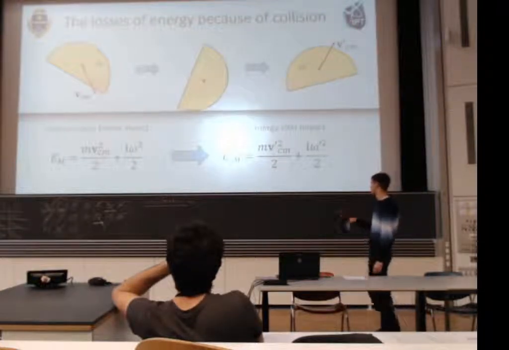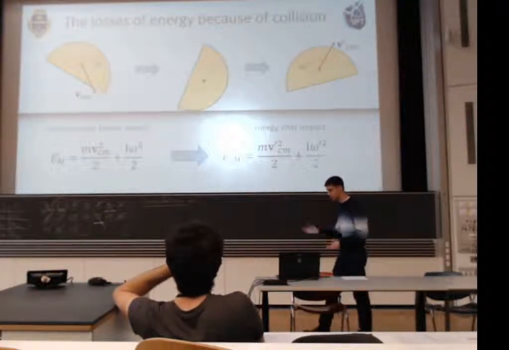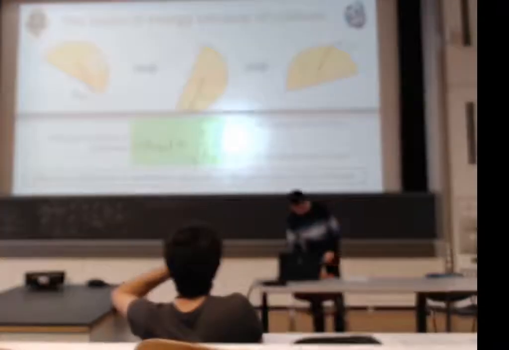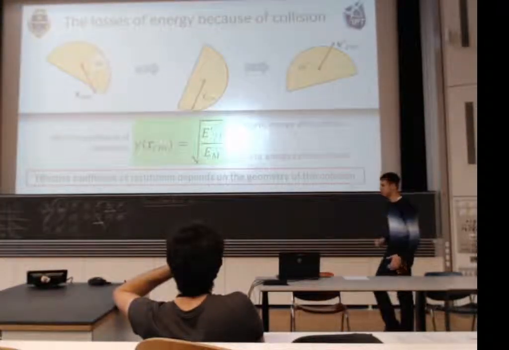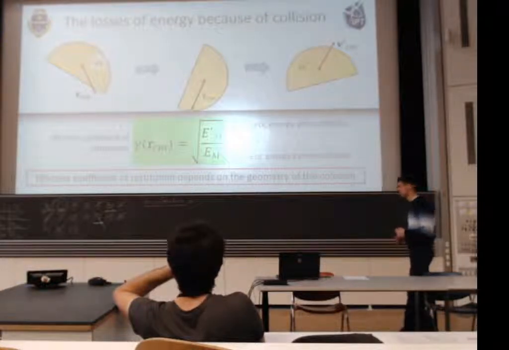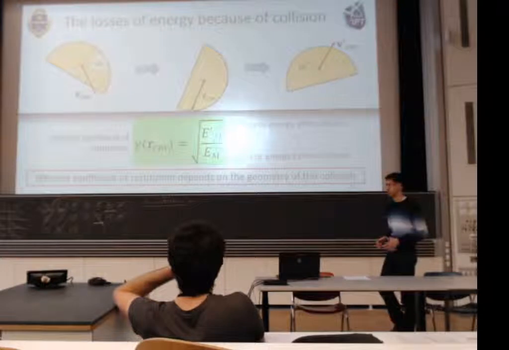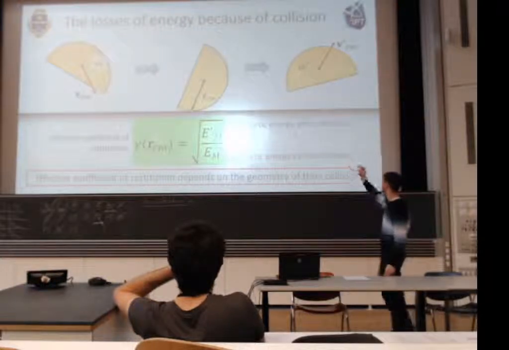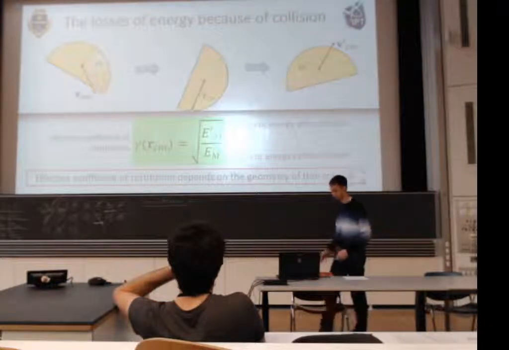So the sum of the translational kinetic energy and the rotational kinetic energy. And using this ratio, we can calculate the effective coefficient of restitution. What is its difference from the usual coefficient of restitution? This coefficient depends on the geometry of the collision. So for different types of collision, we will see different effective coefficients of restitution.